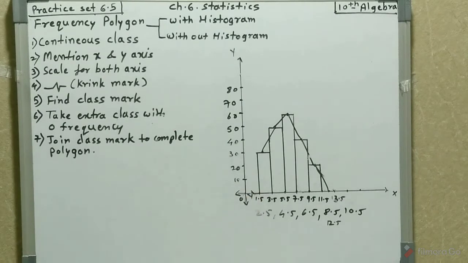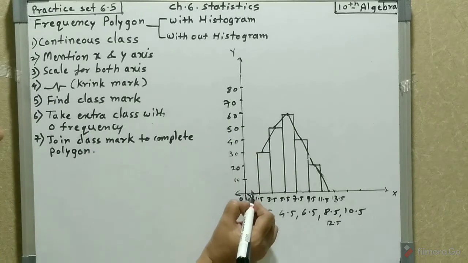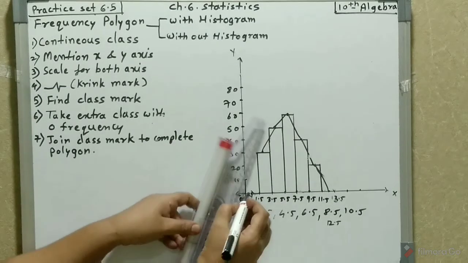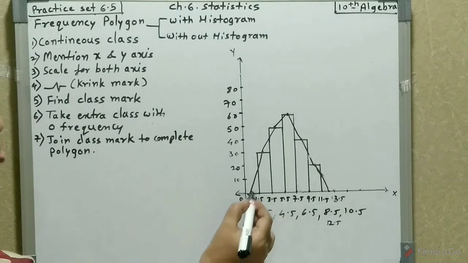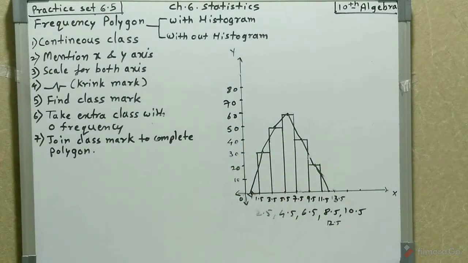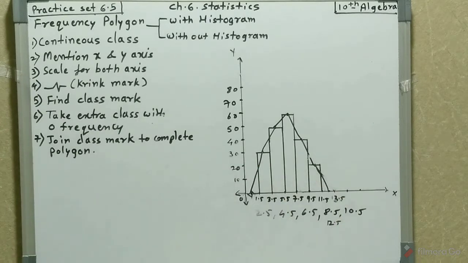Now we draw this side also, an extra class on this side. So then our class mark is here. This is zero frequency. We always take an extra class when we draw a frequency polygon. So now see, this is our complete frequency polygon with zero frequency: one zero frequency on this side and one zero frequency on that side.